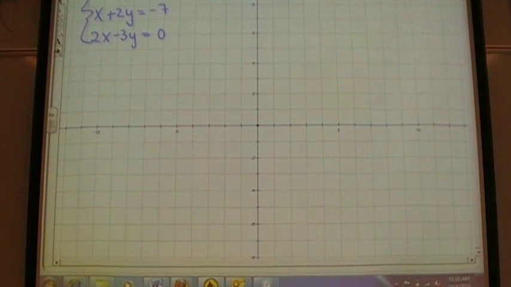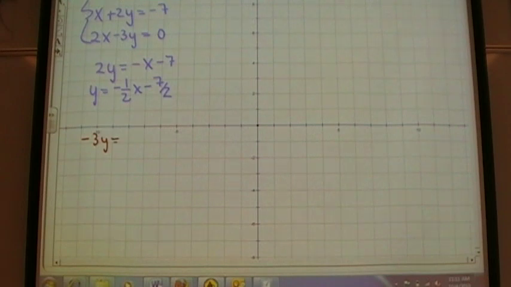All right, so the first one in slope intercept form would be 2y equals -x minus 7. So y would equal -1/2 of x minus 7/2. Second one would be -3y equals -2x. So y equals 2/3 x.